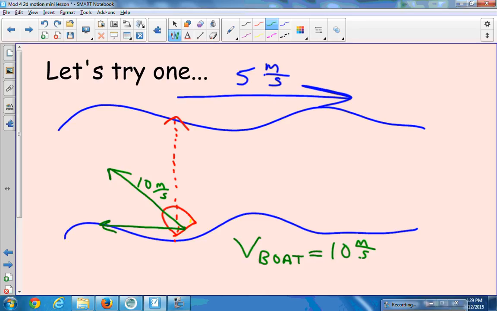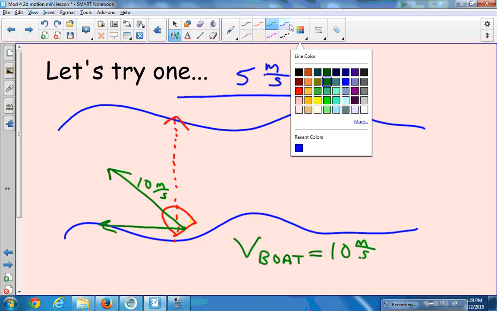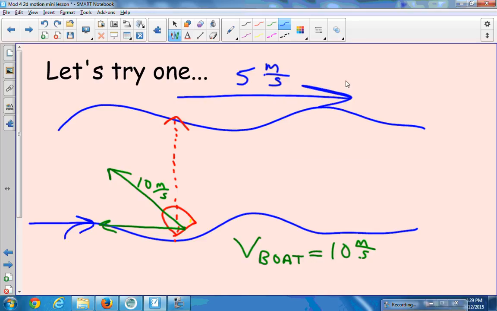Let's see. We've got some vectors to deal with. I'm going to go ahead and draw a smaller version of this vector of the current, 5 meters per second to the right. And what I really want is to have the horizontal part of the boat velocity of 10 meters per second to be 5 meters per second to the left. That means I would have a net or resultant of 0. And I wouldn't move up or downstream, I would move directly across. That's what we wanted to accomplish, so let's do that.